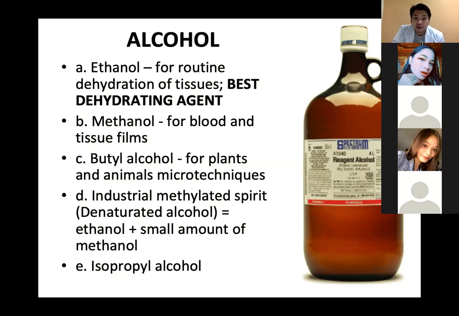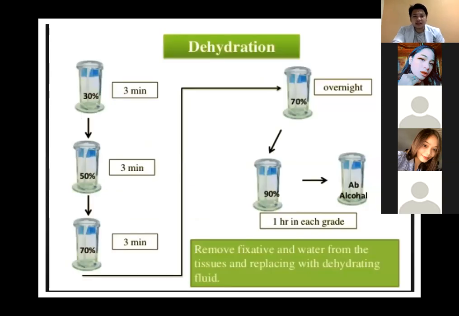Okay, butyl alcohol for plants and animal microtechniques. Industrial methylated spirit or yung ating denatured alcohol, ethanol plus small amount of methanol, and then your isopropyl alcohol. So basically, class, alcohol, specifically ethanol, is the most commonly used. Okay. This is the step-by-step procedure sa ating dehydration.